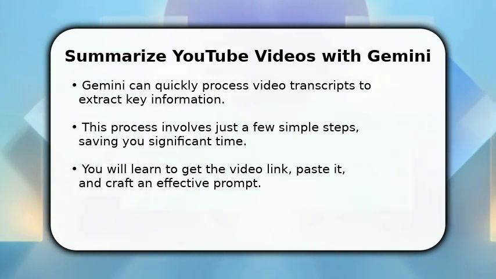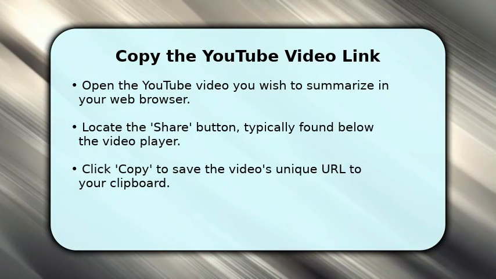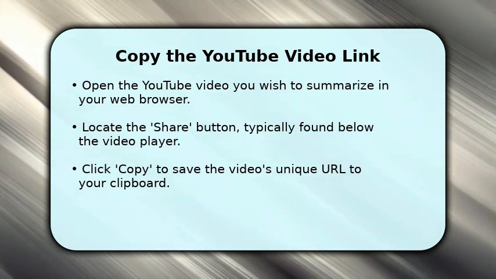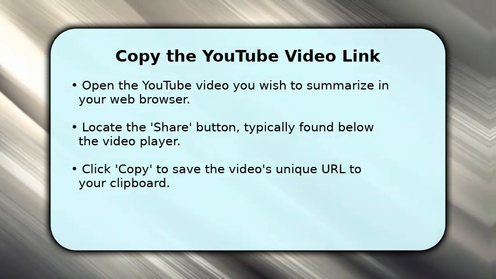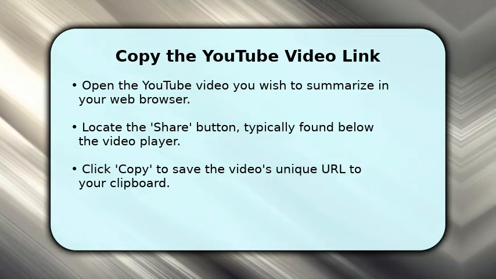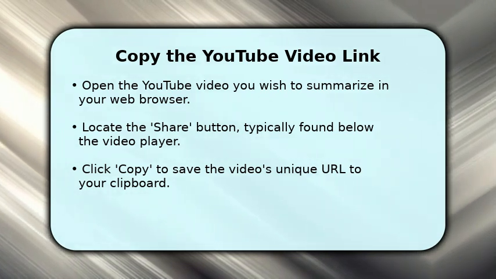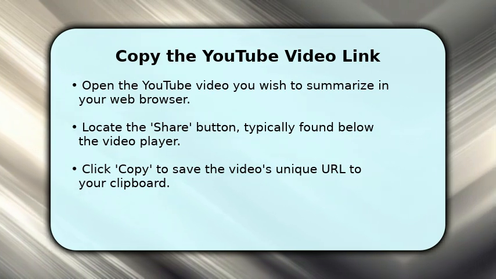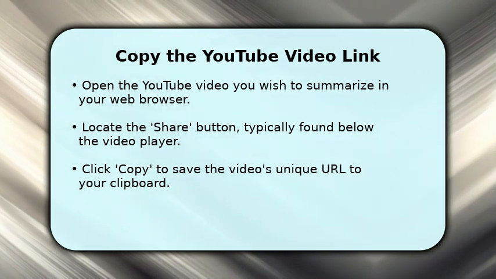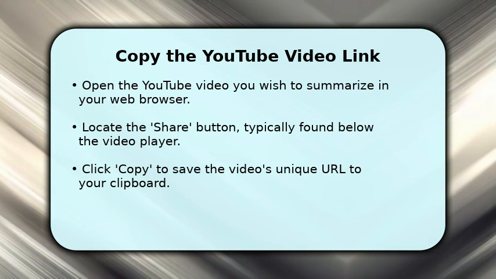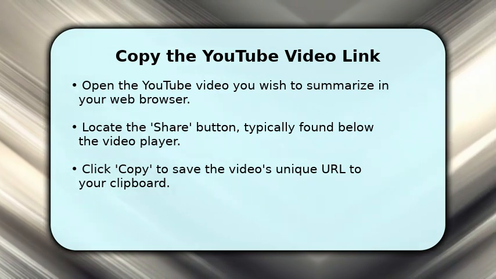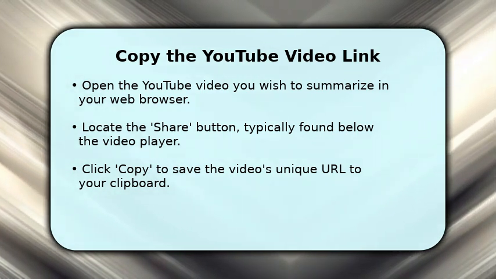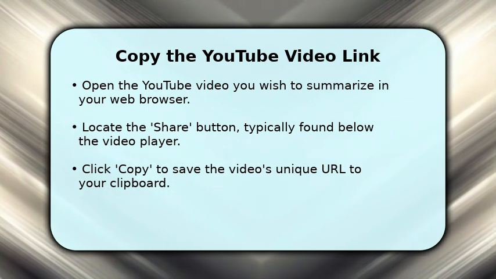Let's get started with the first step. The initial step is to obtain the video link. Navigate to the YouTube video you want to summarize. Look for the Share button, which is usually positioned directly beneath the video player. Clicking this button will reveal several sharing options. Select the Copy option to save the video's unique URL to your clipboard, ready for the next stage.